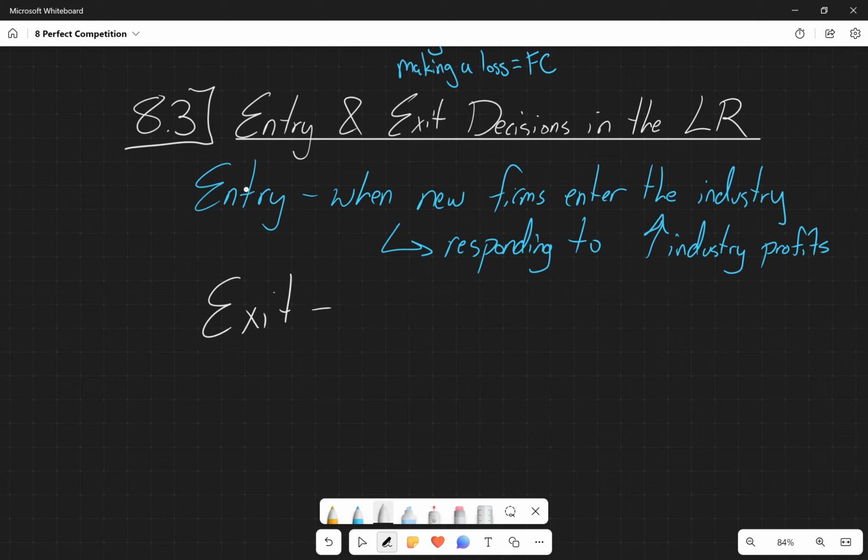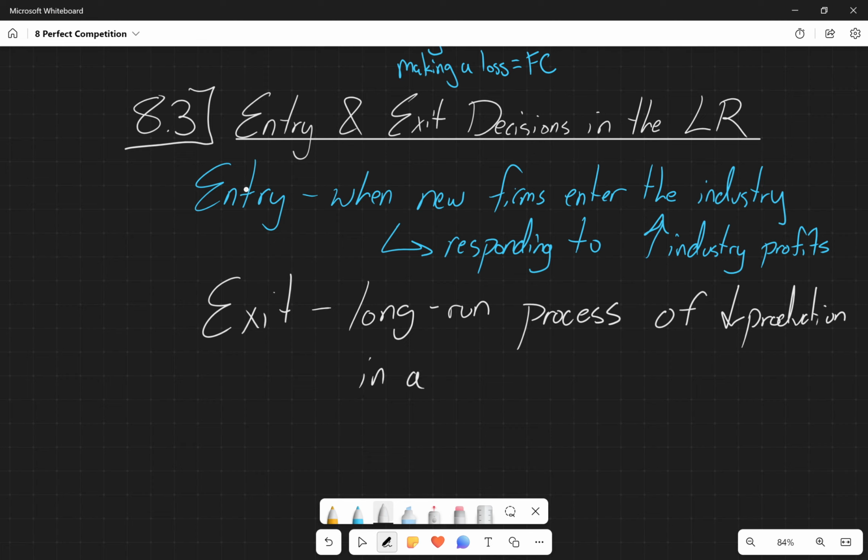This is a long-run process. So we can't exit immediately. We can shut down immediately, but we can't necessarily exit immediately, of reducing production in response to a sustained pattern of losses.